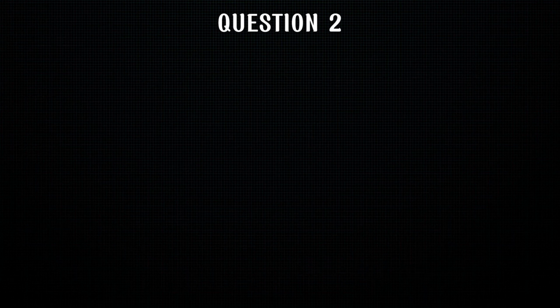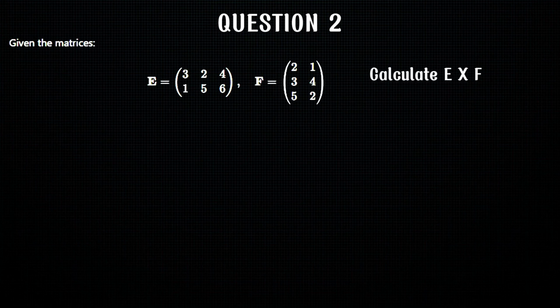The second question we'll be solving in today's class says, given the matrices E in brackets, with values in columns 3, 1, 2, 5, and 4, 6, and matrix F, with values in columns 2, 3, 5, 1, 4, 2, and close bracket. So the question says, calculate matrix E times F.